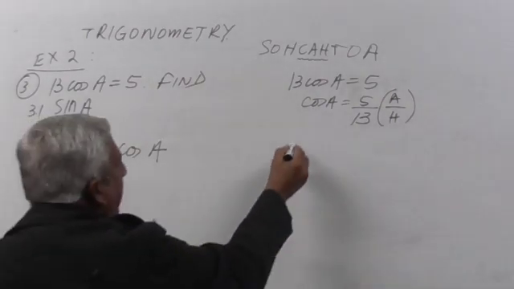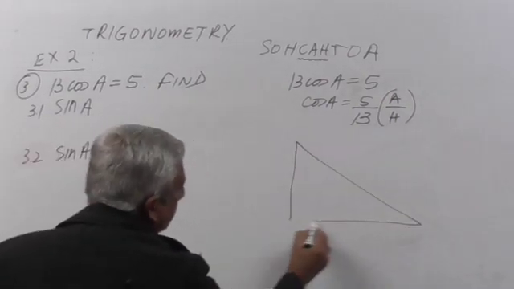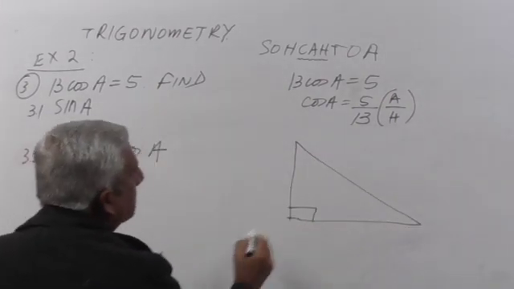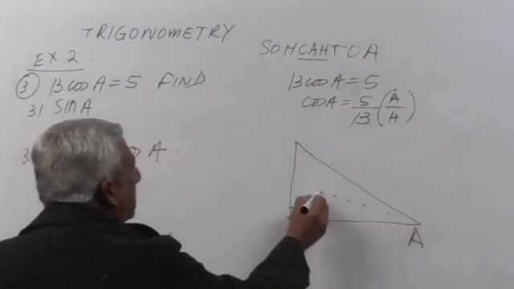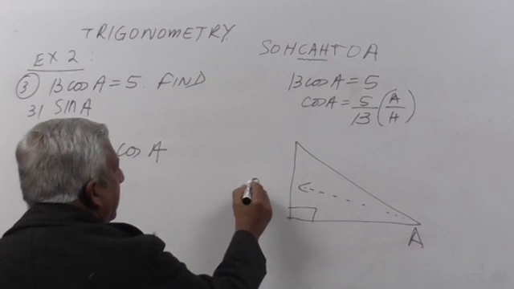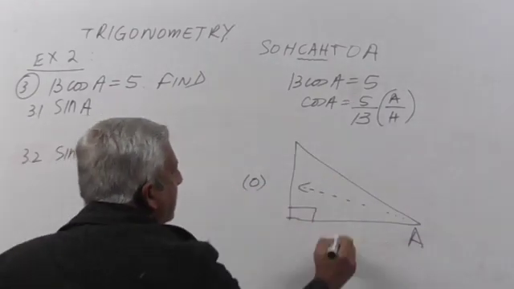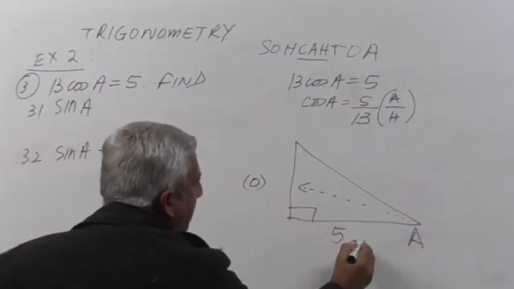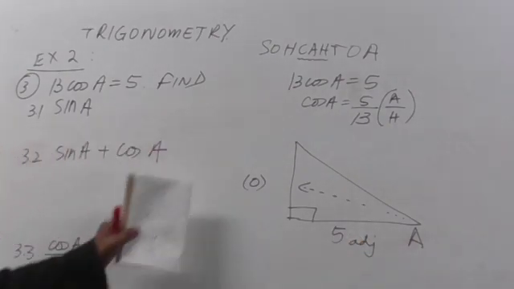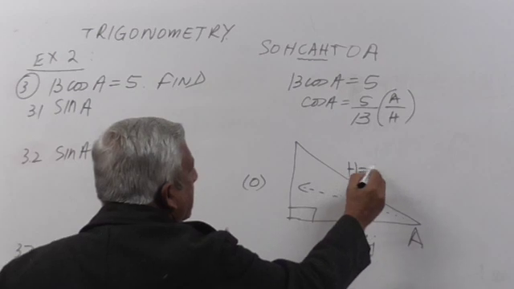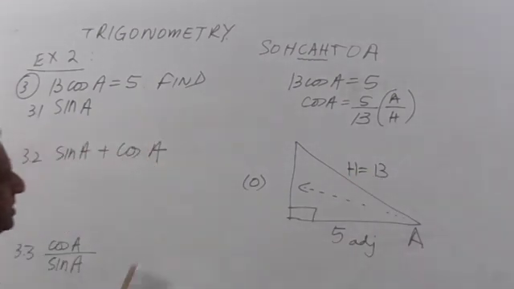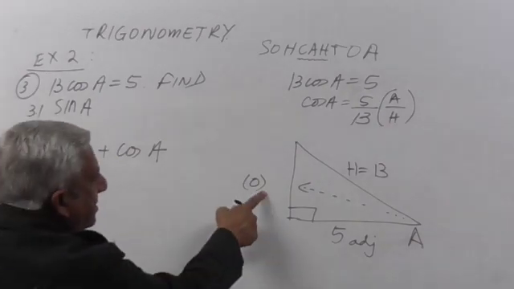Now you can draw the diagram. You're dealing with A, put A here. That's the opposite side. But this is the adjacent side, so therefore this is 5. The hypotenuse is 13. So one side is missing. By the theorem of Pythagoras, you're trying to find this side.